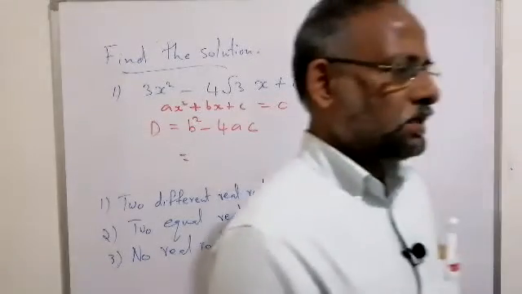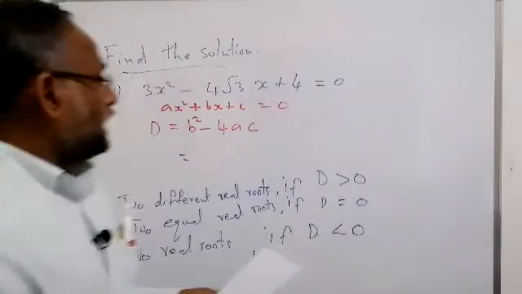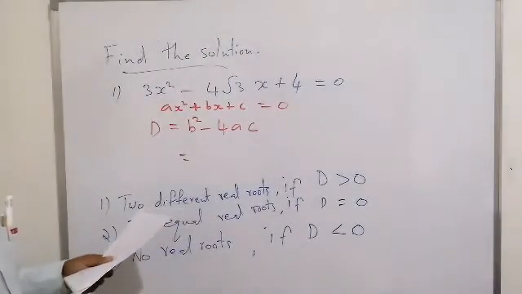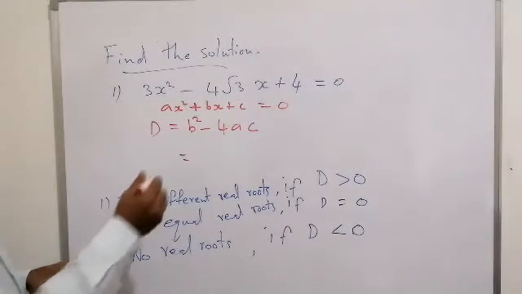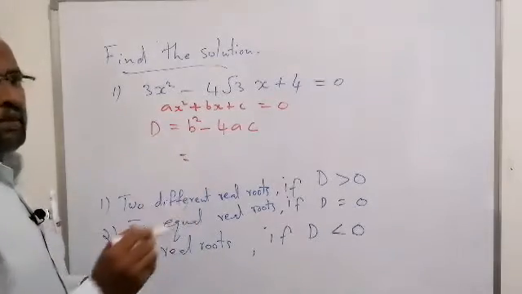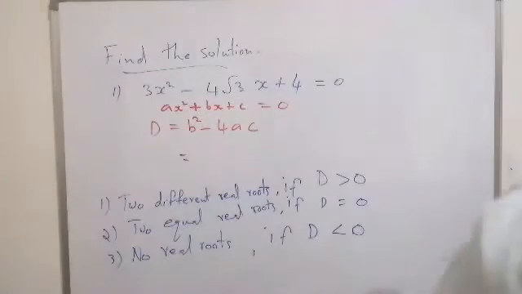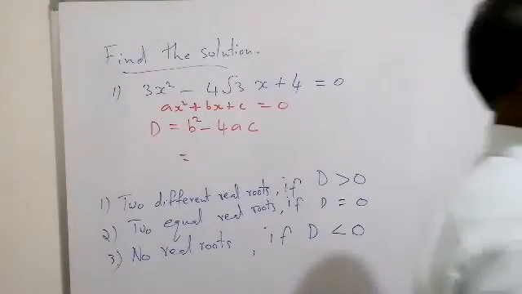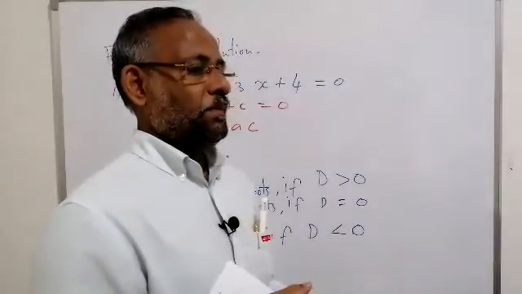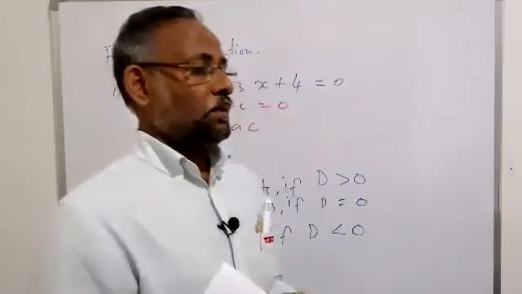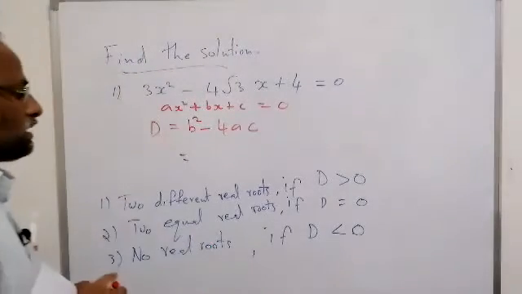3x square minus 4 root 3x plus 4, that is equal to 0. Now, b square. Now listen to me here. I'm waiting for you. Find out D, the discriminant.